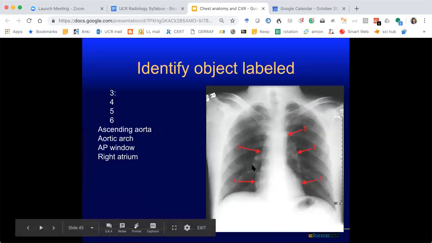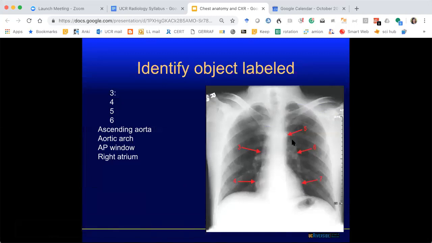So, okay, we talked about this, right? So we said this is the right heart border, the right atrium, this is the arch, and then this is the aortic arch. If you don't see this aortic knob here on the left side, let's say this shadow is absent, what should you think about?